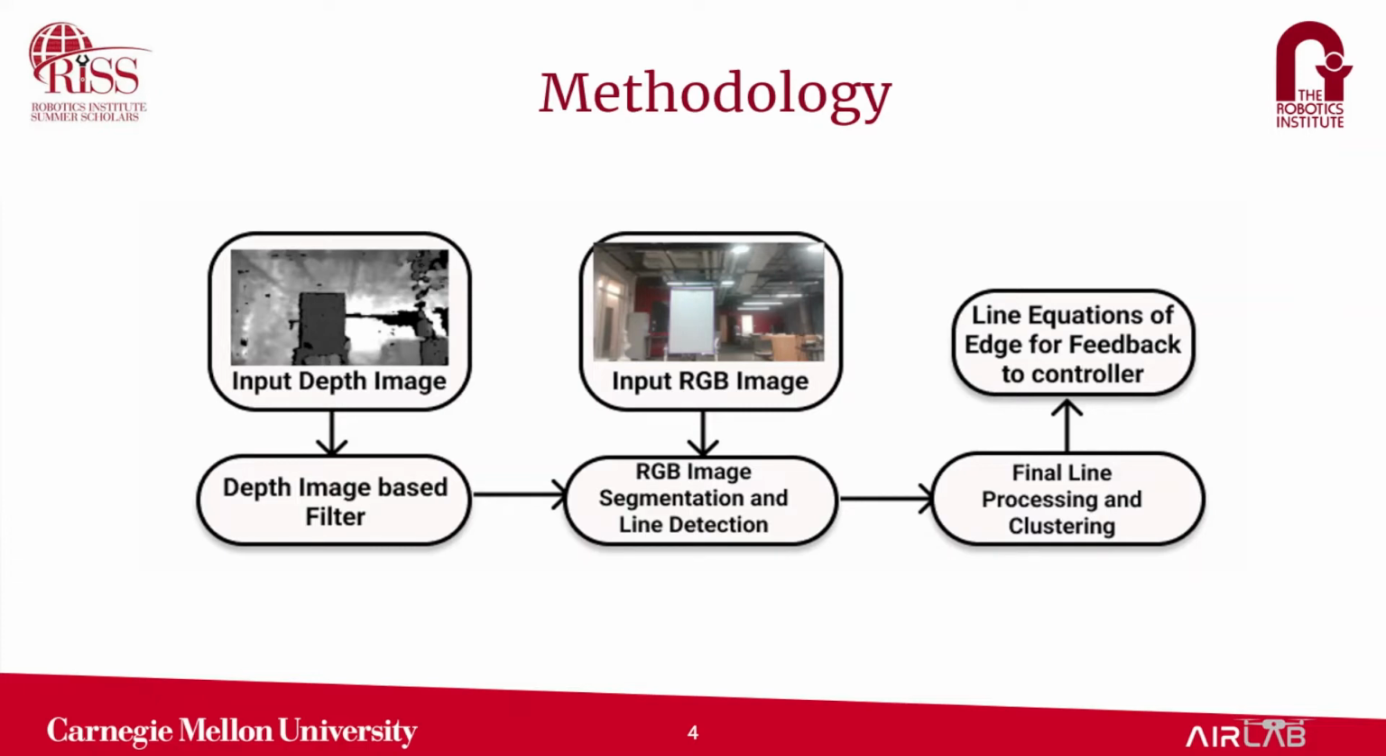So how do we achieve this? In our methodology, we start by taking depth image as input for depth image based filter which returns a bounding box of target surface. We segment that surface from RGB image and only apply the line detection algorithm in the segmented image. This helps in reducing the processing time and filters the unwanted lines easily. We then perform clustering and final line equation processing and provide the line parameters as feedback. The above block diagram shows the same process.